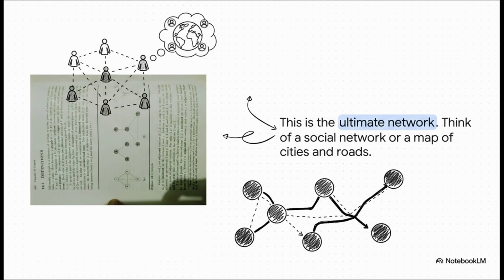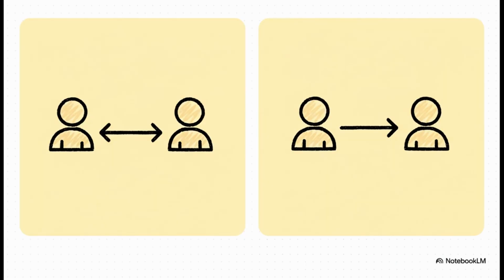A graph is the absolute best way to picture any kind of network. Think about it. On a social network, you and all your friends are the vertices, and the friendships between you, those are the edges. On a map, cities are the vertices, and the roads connecting them are the edges. And these connections, these edges, can have rules, which is really cool. An undirected edge, think of that like a friendship on Facebook. It's a two-way street. But a directed edge is more like following somebody on Instagram. It's a one-way street. You follow them, but they don't necessarily have to follow you back.